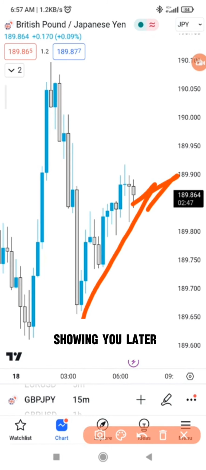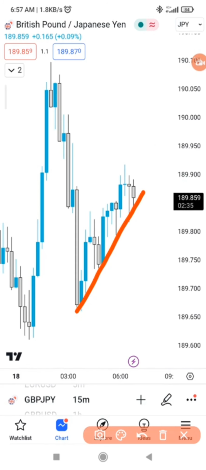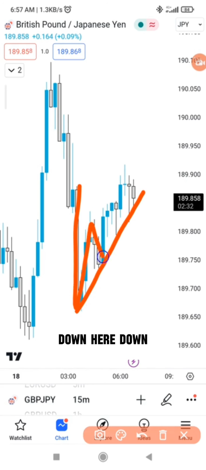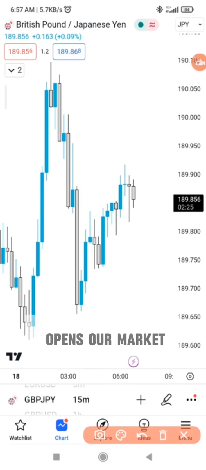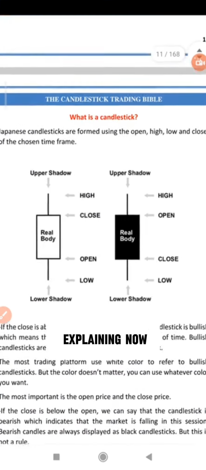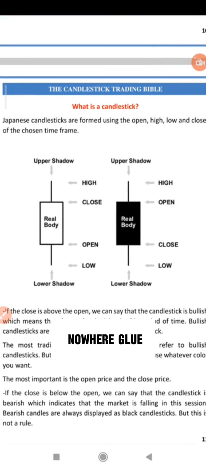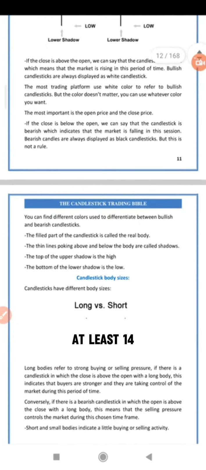All this I'm going to be showing you later in future. I'm going to show you what an uptrend means and how to check the trend of the market. But from what we are looking at here, you can simply see that the market has been on an uptrend. Down here, down here, down here. So if you understand how the market opens and the market closes, that's the first thing. A lot of people will not even know what I'm just explaining now. Know where the market opens, know where it closes, so you will know who is in the market at every particular point. And this is 14 minutes.